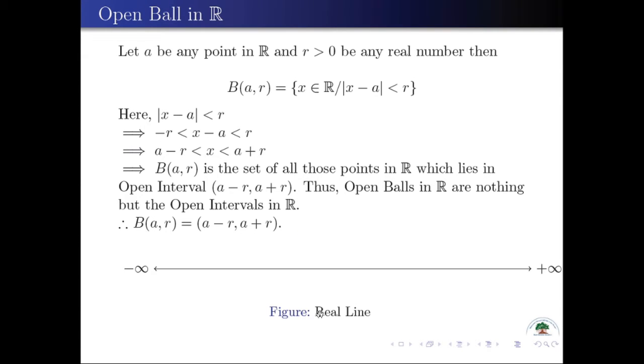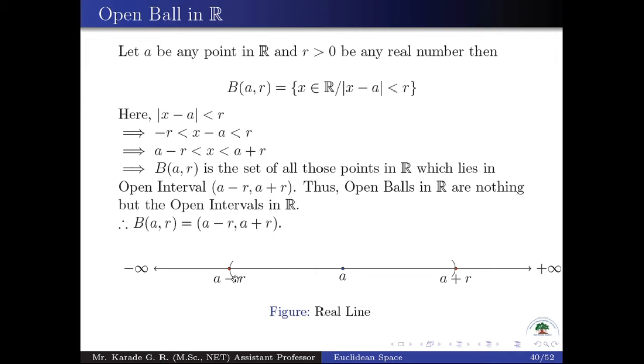So we draw here the open ball geometrically. We represent the open ball in R. So open ball in R is nothing but the open interval about point A. Okay, so this is the open interval, or we can say open ball about point A with radius r. Okay, so this is the open ball in R.